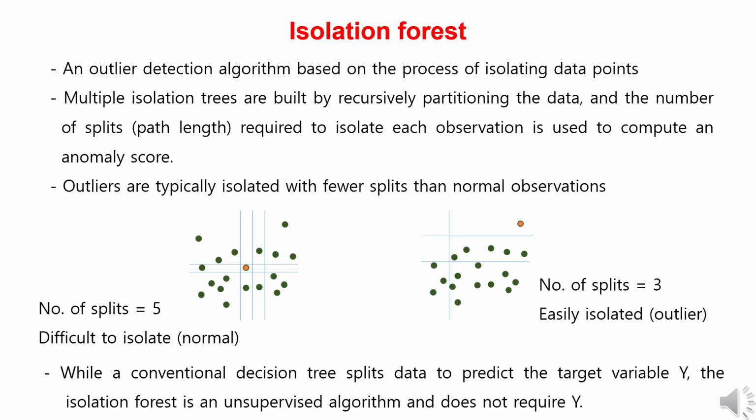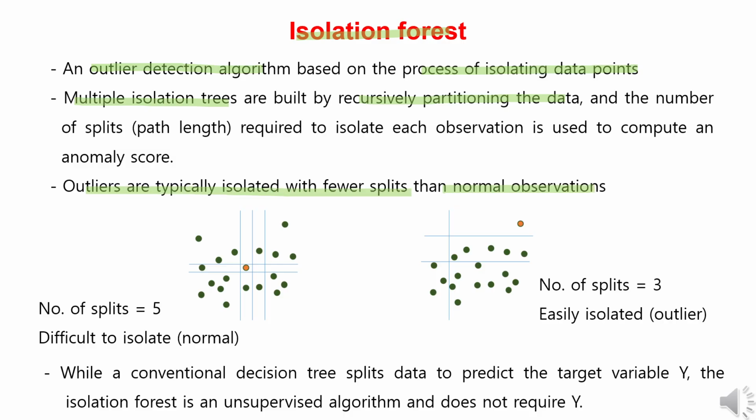In this video, we'll explore a powerful algorithm for uncovering hidden outliers in your data, the isolation forest. The isolation forest is an outlier detection algorithm based on the process of isolating data points. It builds multiple isolation trees and uses the number of splits required to isolate each observation as an anomaly score. Outliers tend to be isolated with fewer splits compared to normal data.